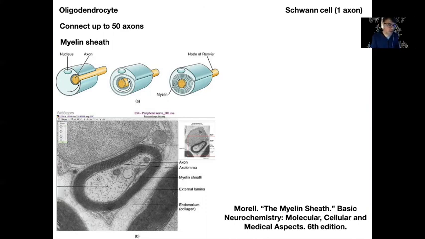I thought you would enjoy also having a histological section where you can see here a section cutting through an axon, and you can see really in dark gray the myelin sheath around the axon that is really wrapping it and insulating it.